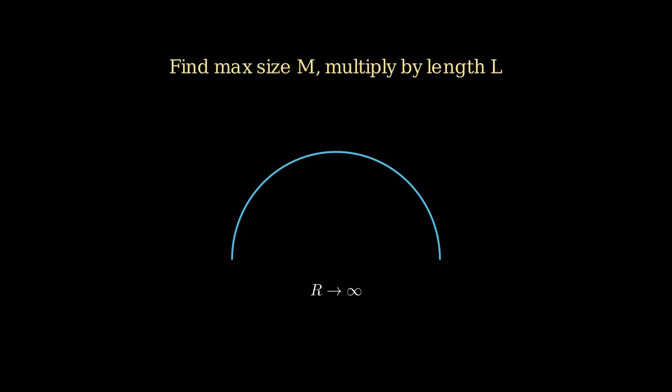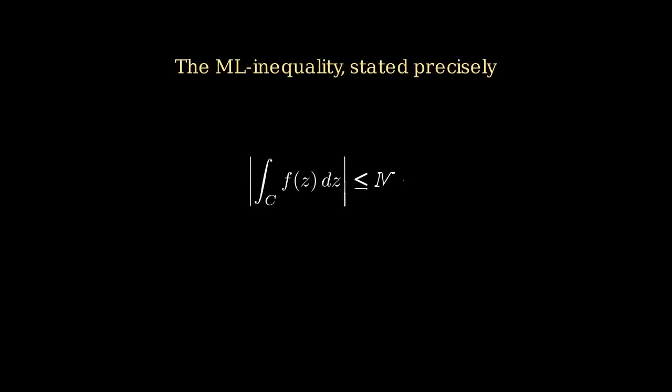The idea is this: find the largest possible size the function could be anywhere on the curve, call this M. Multiply by the curve's total length, call this L. The integral size can never exceed M times L. Stated precisely, the magnitude of the integral over C of f(z) dz is less than or equal to M times L, where M is the maximum of the magnitude of f(z) for z on C, and L is the length of the curve C.